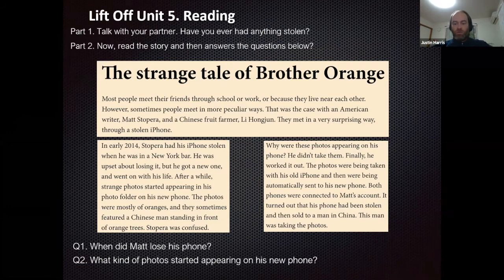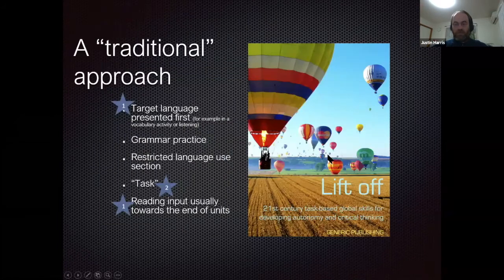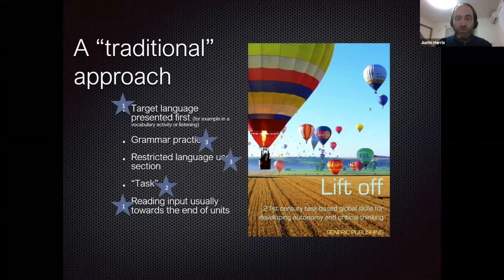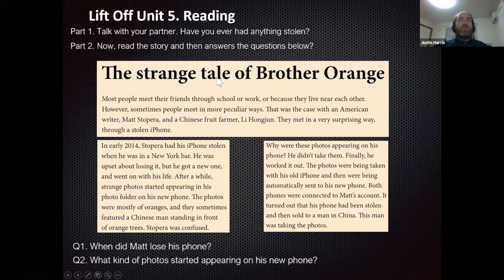And actually, I don't want to show you that slide for too long, because I'm going to show you that slide, but don't read it if possible. Not yet, you can read it later. But basically, this is how one of those books would do a reading task. It would have something like this. Part one would be talk to your partner, have you ever had anything stolen, like schema activation? And then it would say, now read the story and answer the questions below. And there'd be questions below.